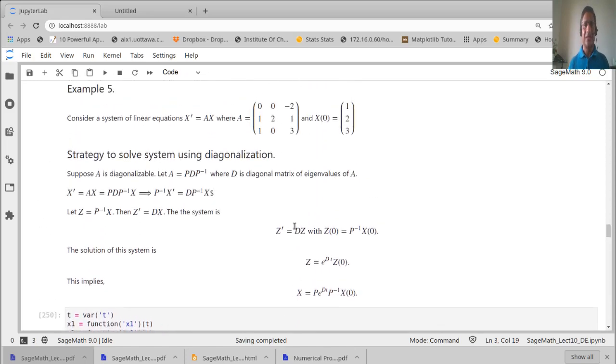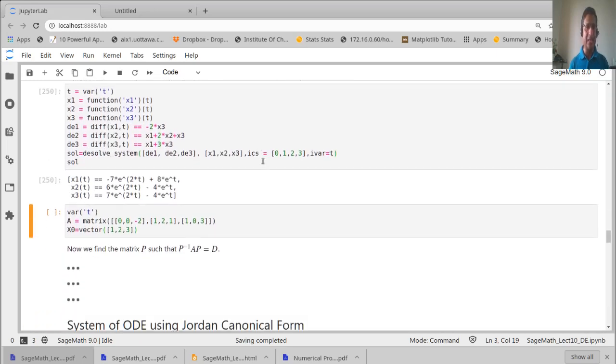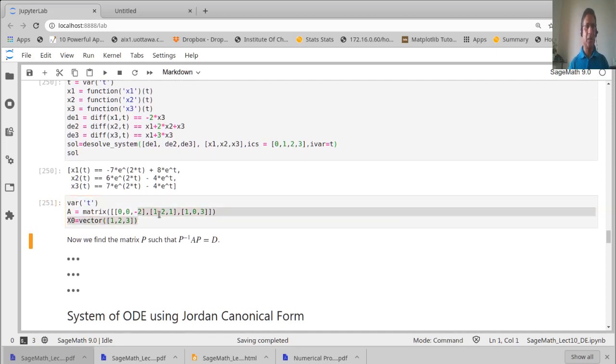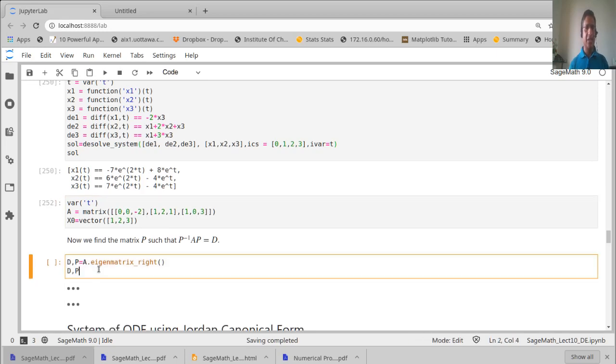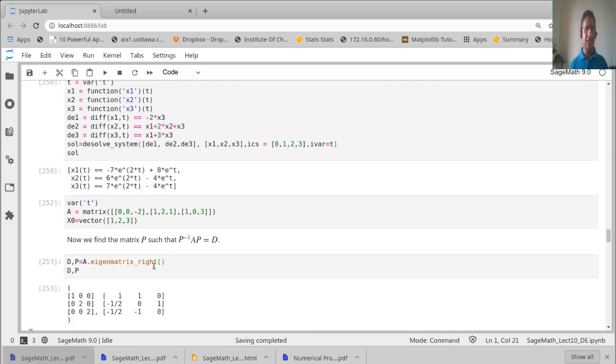As I said, we will need to diagonalize this matrix in case it is diagonalizable. This is the matrix, and x naught I'm calling a vector. Sage has an inbuilt function to find eigenvalues and eigenvectors. We have seen this already, but you can also find the eigenmatrix. A dot eigenmatrix_right will give you the diagonal matrix of eigenvalues along with the matrix P of eigenvectors. So let us see.